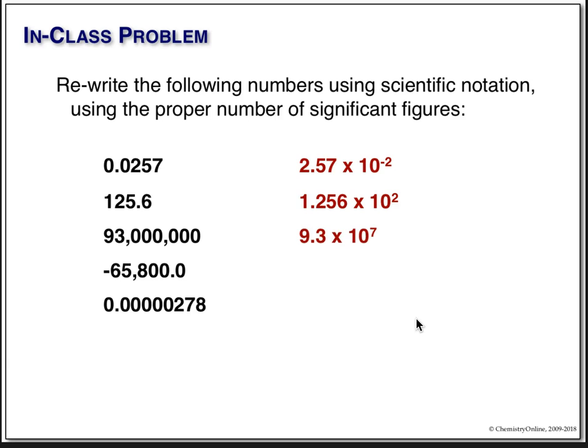Now look at this one. How many significant figures in this number? Well, there's 6 of them, aren't there? It has a decimal. That means that all the trailing zeros count. So in our coefficient, we need all 6 digits because they're all real.